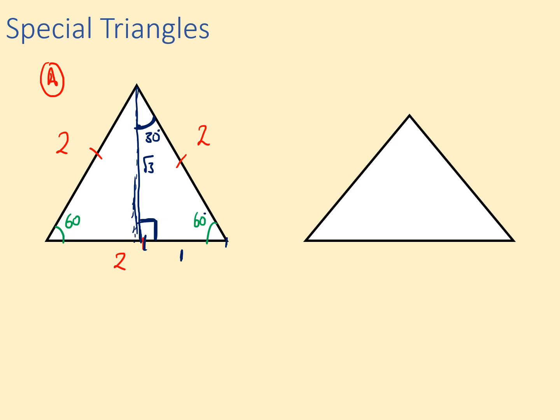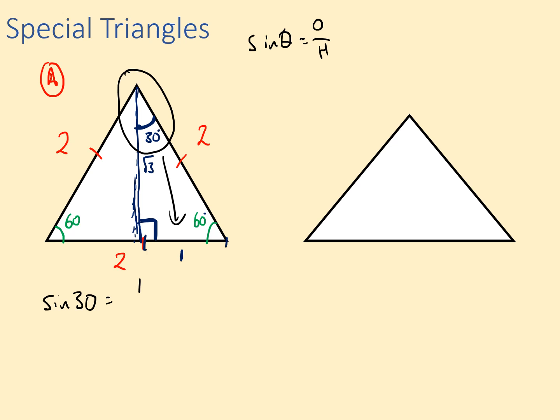From that, I can do 3 things. So if I consider the 30 degrees at the top, I can say the sine of 30, which is the opposite divided by the hypotenuse. So remember, the sine of an angle is equal to the opposite divided by the hypotenuse. Well, opposite that 30 is 1, and the hypotenuse of this right angle triangle is 2. So the sine of 30 is 1 over 2, or 1/2.